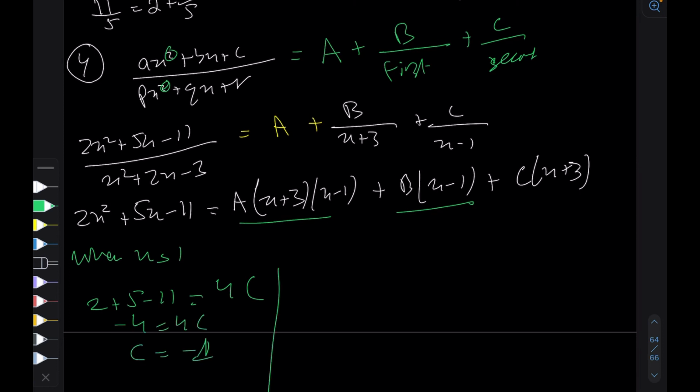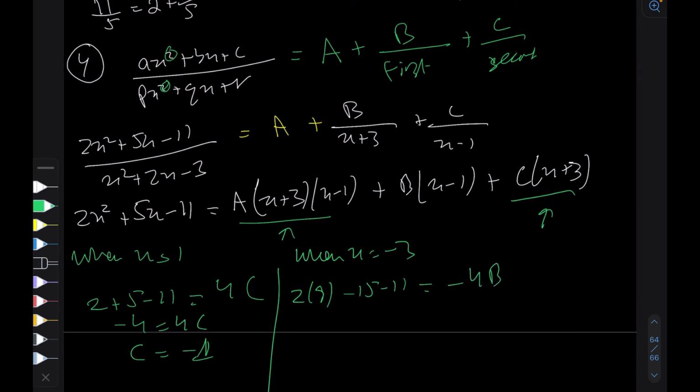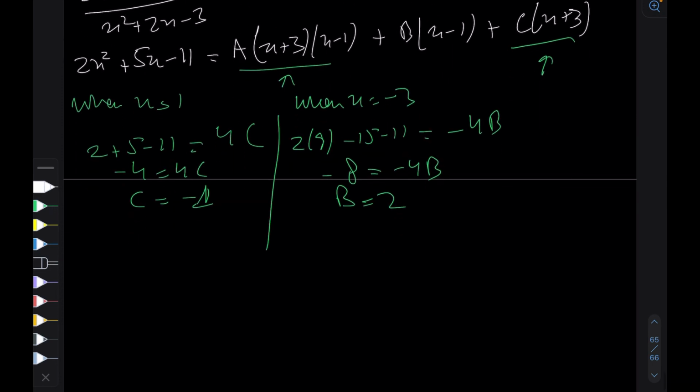And then similarly, when x is equal to, let's say, minus 3, a would be 0, and c would be 0 and b would be something. So 2 times 9 minus 15 minus 11 is equal to negative 4b. This would be negative 8 and this should equal minus 4b. In other words, b is equal to 2. And we are done. The final answer would be, wait, no, we're not done.